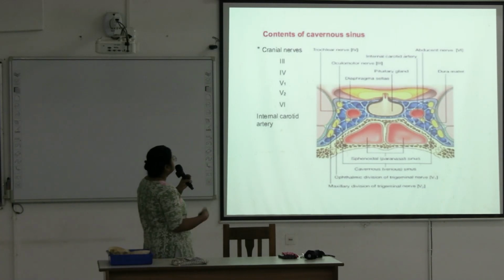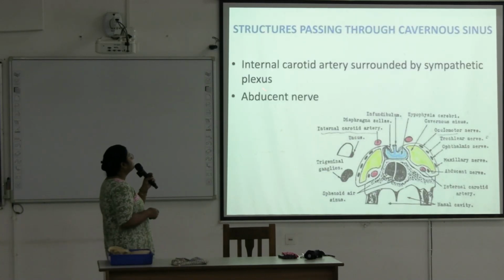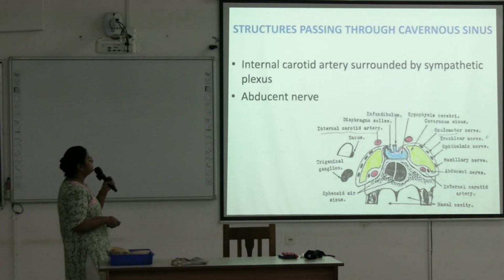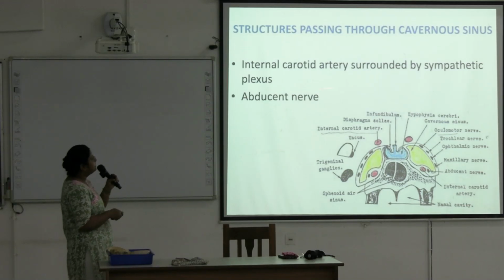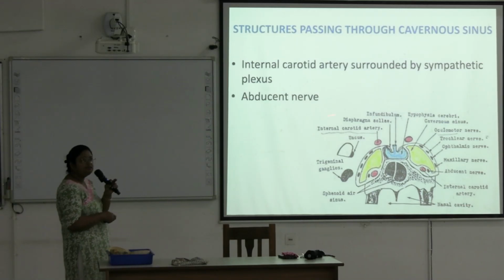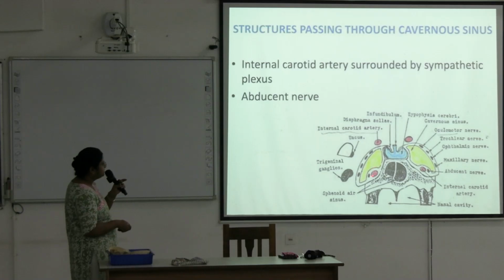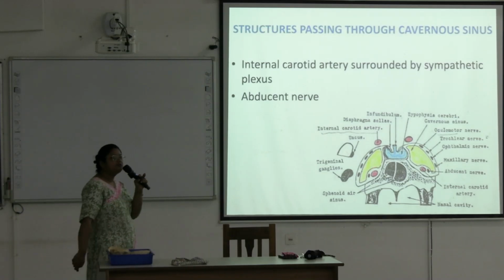Okay. Next, structures passing through the cavernous sinus are these. Internal carotid artery surrounded by sympathetic nerve plexus, and the abducent nerve. Internal carotid, abducent.